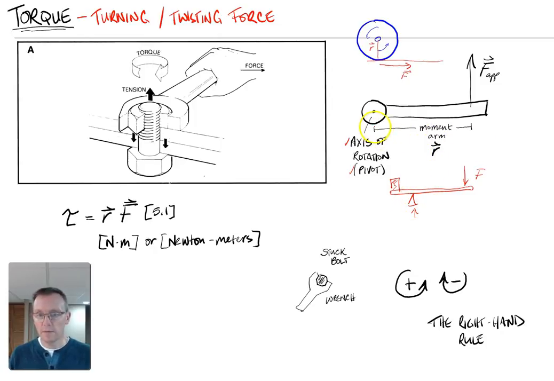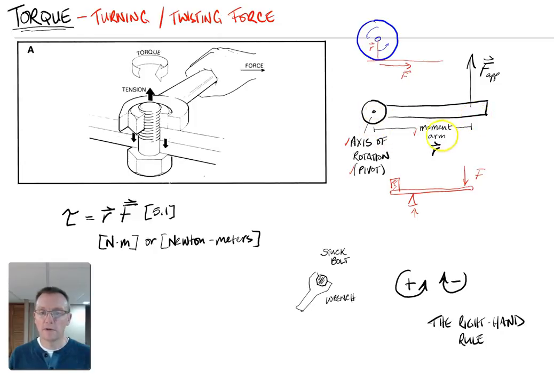We also have this distance right here, which is a vector quantity, so it's almost like a displacement, which we call the moment arm. This moment arm is the distance away from the axis of rotation that the force is being applied.